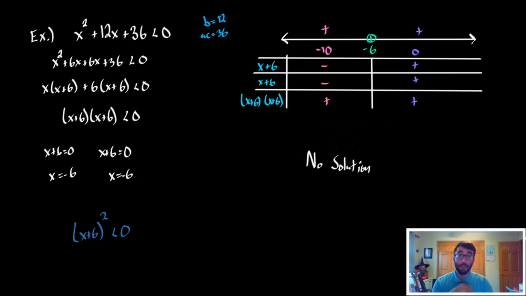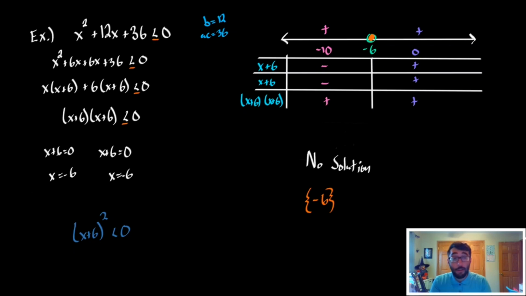So you do have special instances when you have the same factor occurring more than once, and that is something that you need to be aware of. Now, just to play devil's advocate here, what if this was less than or equal to 0? Well, then we still want to be negative, but we would fill in negative 6, which means negative 6 would actually be the only answer. And in interval notation, we would just put negative 6 in those curly braces, and that would be our final answer.